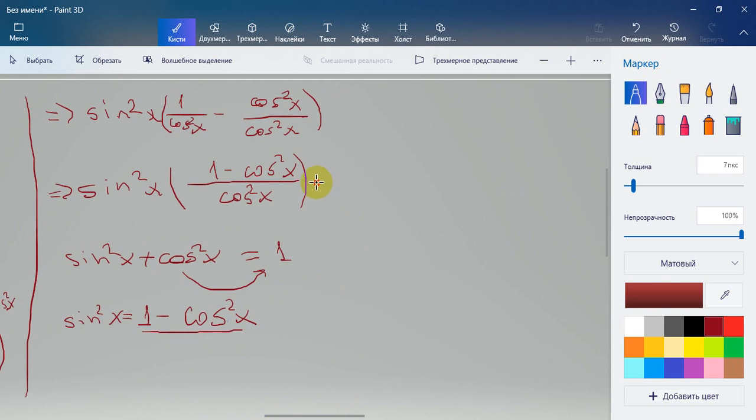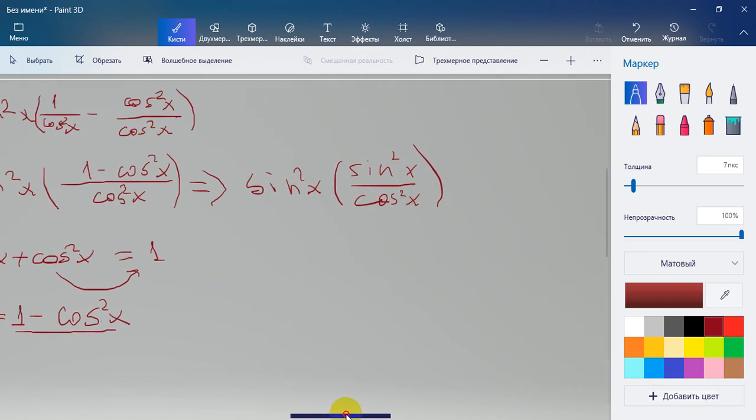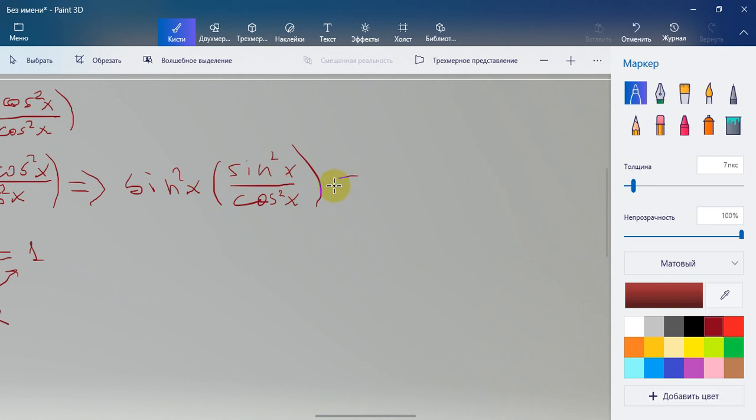Now let's rewrite our expression. Sine square x times, instead of 1 minus cosine square x, I take sine square x, divided by cosine square x. Now this is equal to sine square x over cosine square x, which is equal to tangent square x. So we get sine square x times tangent square x. Okay.